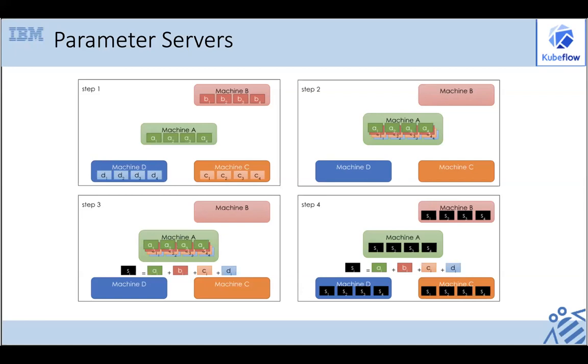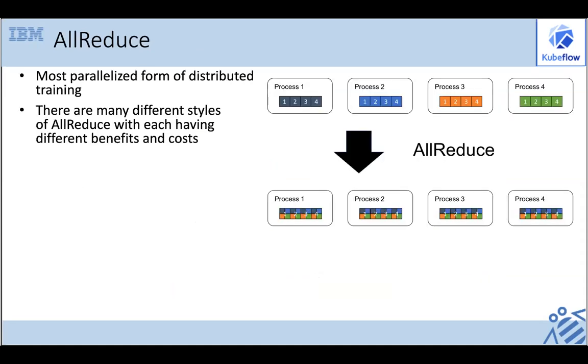And so this is great, but as you can see in step three, we lose a little bit of work. In machine A, because it has all of the parameters, it is doing all of the work while machine B, machine C, and machine D are idle. This obviously isn't optimal, and so the idea is, what can we do to spread the workloads out across more machines and distribute this a little bit better? So that's where AllReduce comes in.